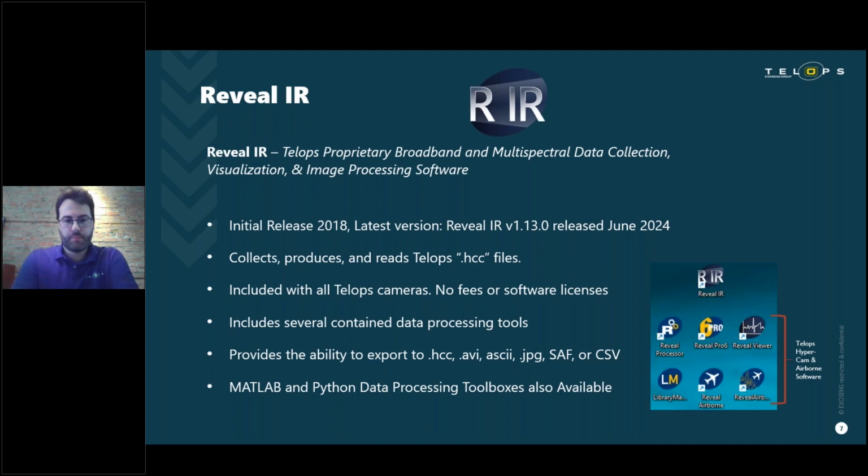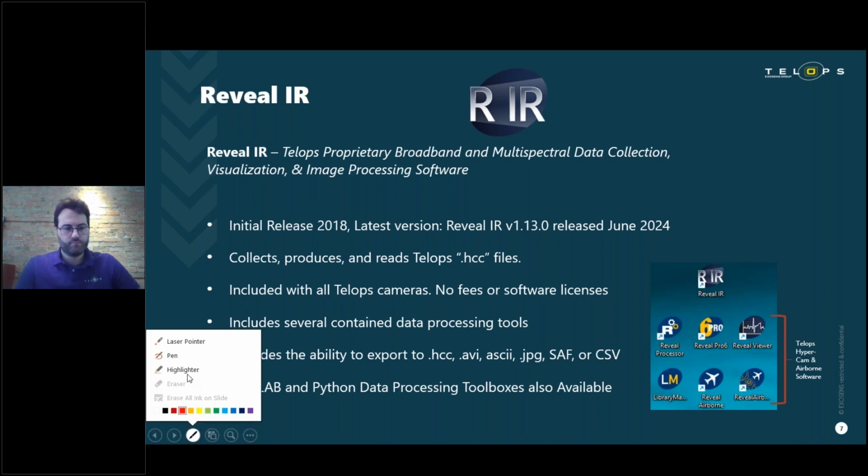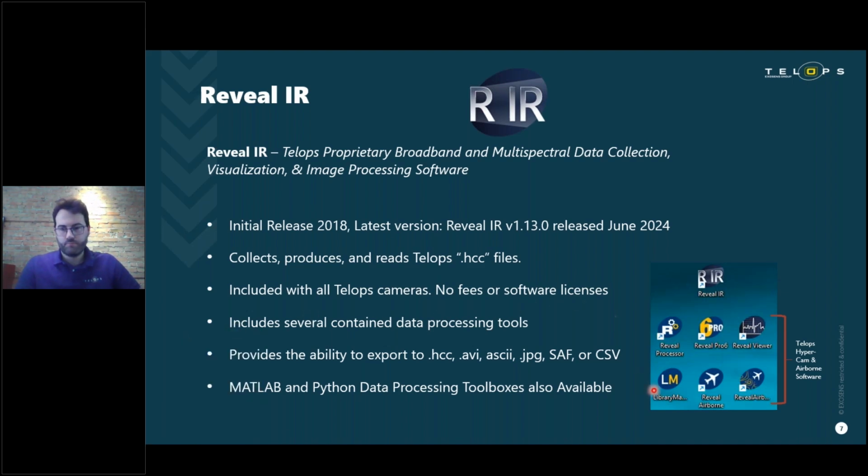Reveal itself collects, produces, and reads Telops HCC files. So what does that mean? You can collect them with your camera. You can export sections of your sequence or post-process data to new data formats, new calibrated data modes, and read them all in the complete package of Reveal IR. Over here on the right, we can see that there are several softwares for our HyperCam and airborne units. However, Reveal IR is an all-encompassing product for the broadband and multispectral cameras.